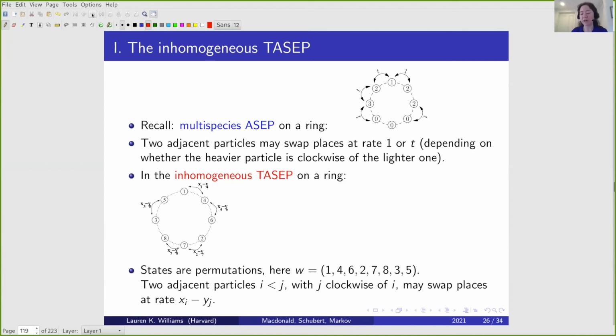And I'm going to make one little restriction, which is that I only allow adjacent particles to swap places if the heavier one is clockwise of the lighter one. So I'm not going to allow this 5 and 1 to swap places. I will only allow particles to swap places when the heavier one is clockwise of the lighter. So this 4 is clockwise of 1, and here 6 is clockwise of 4. So I'm showing here all of the allowed swaps. Okay, and otherwise two adjacent particles cannot swap.